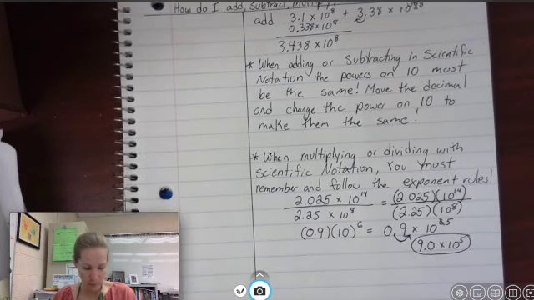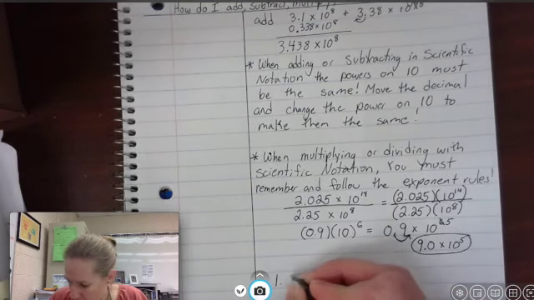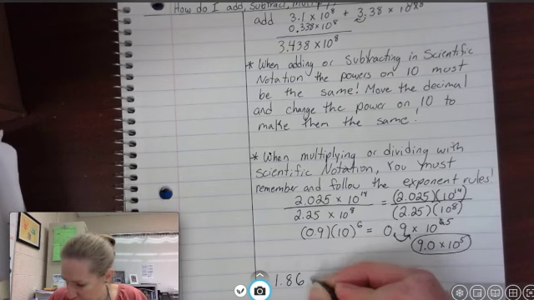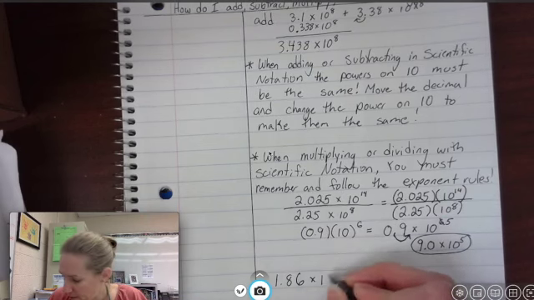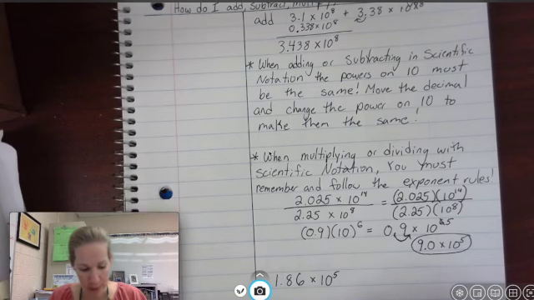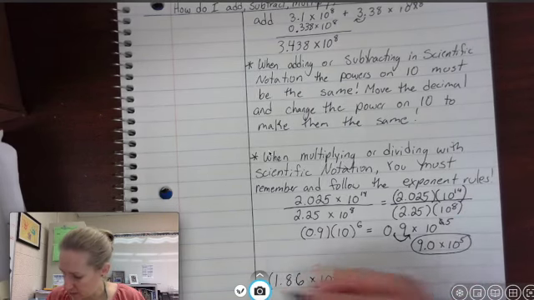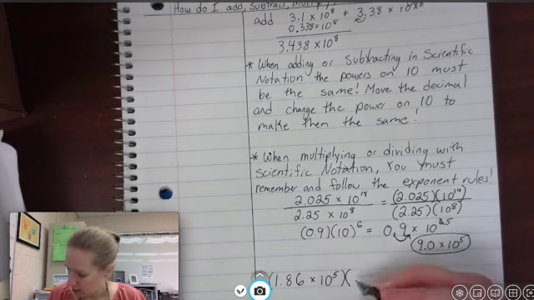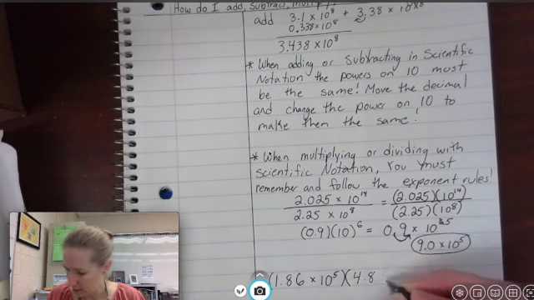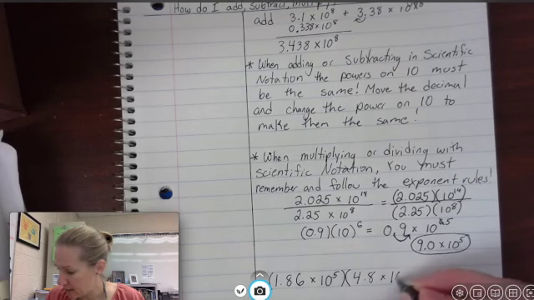Let's do one more problem like this. 1.86 times 10 to the 5th. I'm going to talk loud since they're mowing outside. And we're going to multiply this times 4.8 times 10 to the 3rd.